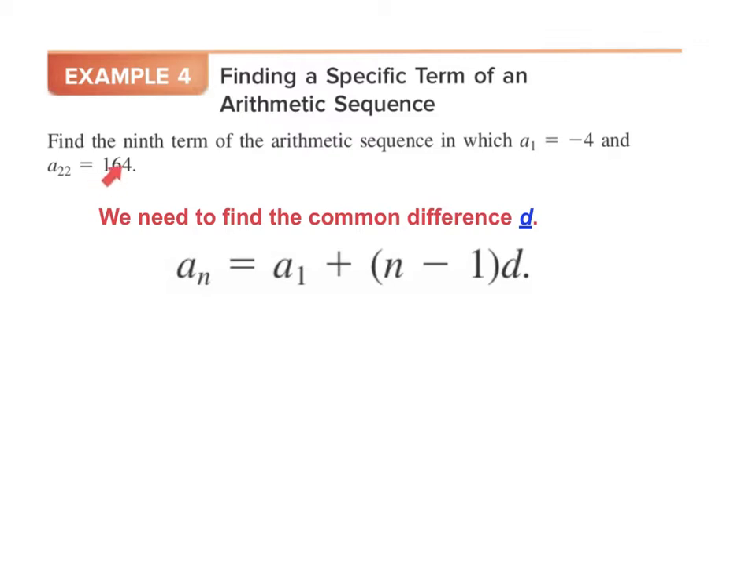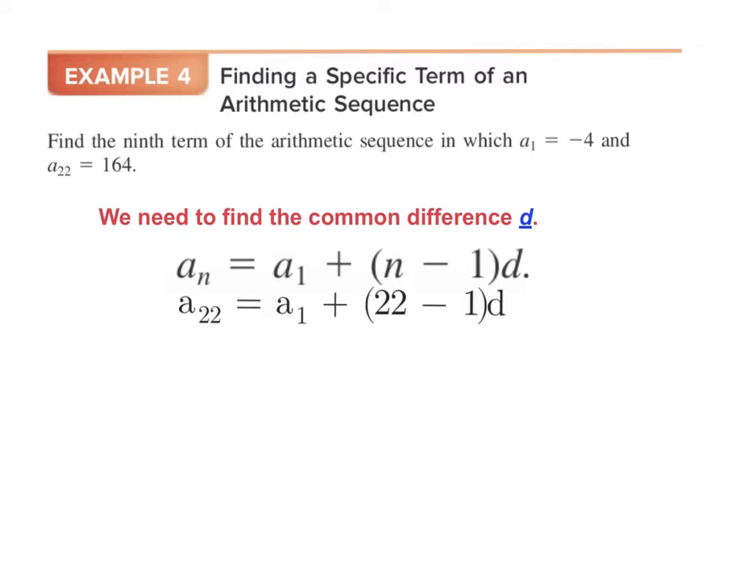Now, I can substitute in 22 for n, and I know that a sub 22 is 164. And I know what the first term is too. So that can help me find the common difference. So here's what that looks like. Okay, so I plug in the 22 because we already have this. So a sub 22 has to equal the first term plus, since n is 22, I put the 22 in, minus 1 times d. So I have an equation.